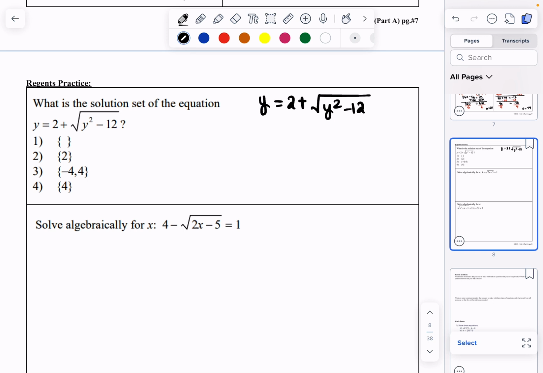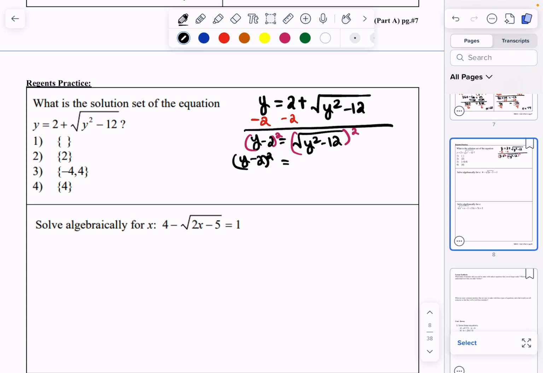So for this one, we need to get the radical by itself. So I'm going to start by subtracting 2 on both sides, which leads me to having y minus 2 is equal to radical y squared minus 12. Then we square on both sides, which leads me to having y minus 2 squared.